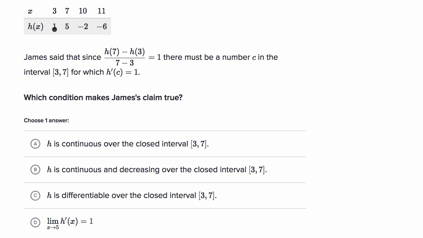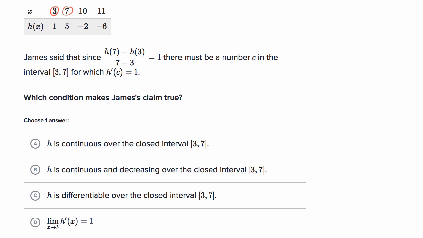So we've been given the value of h of x at a few values of x. And then we're told, James said that since h of 7 minus h of 3 over 7 minus 3 is equal to 1. So this is really the average rate of change between x is equal to 3 and x is equal to 7, between that point and that point right over there. So since that is equal to 1, there must be a number c in the closed interval from 3 to 7 for which the derivative at that value c is equal to 1.